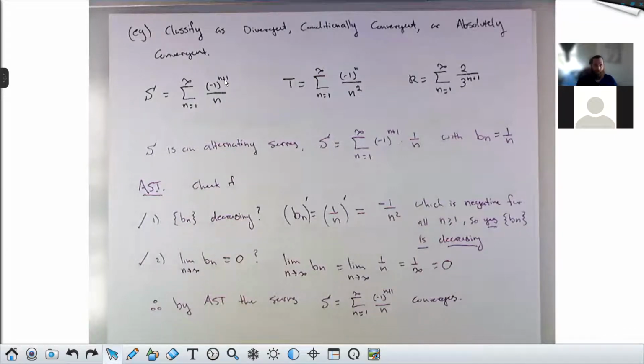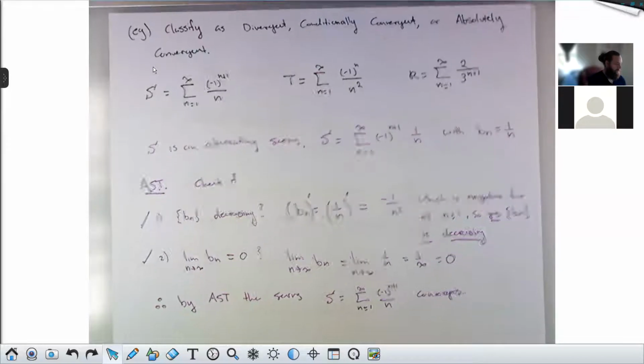But now that we know about absolute convergence versus conditional convergence, we're not done. There's more to say. I know that the series S is convergent, but I don't know whether it's conditionally convergent or absolutely convergent. In order to figure that out, I need to look at a different series.